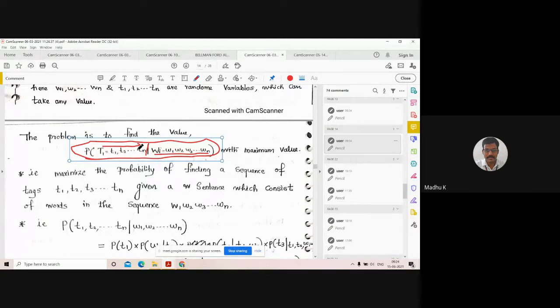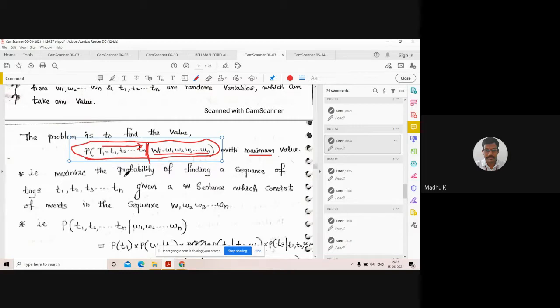Please try to understand the meaning. Given the words in this order, W1, W2, W3, etc., Wn, what is the probability of the tags coming in this sequence, T1, T2, etc., Tn? Then we want to take the maximum value among them. This is the problem.